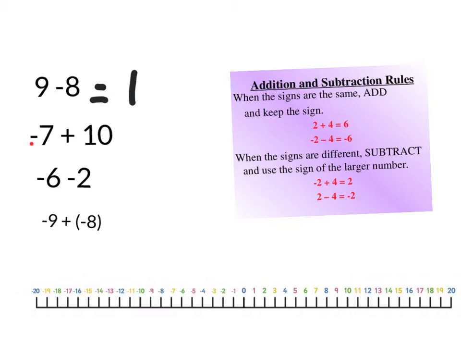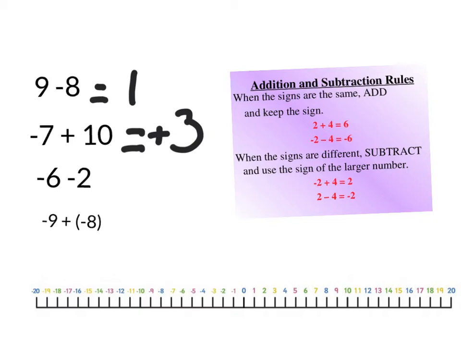All right, next up, minus 7 plus 10. When the signs are different, subtract and use the sign of the larger number. So let's put an equals there. We're going to subtract 7 from 10, and use the sign of the larger number. So 10 minus 7 is 3. The larger number is 10 here, so use the sign of 10, which is a plus, so it is positive 3. Well done if you got positive 3 on that one.